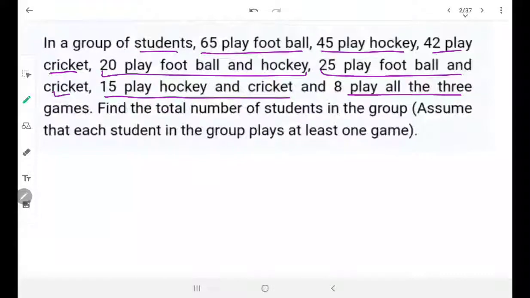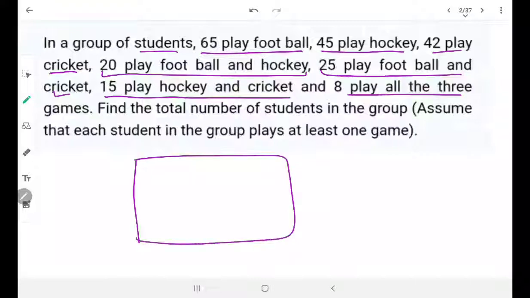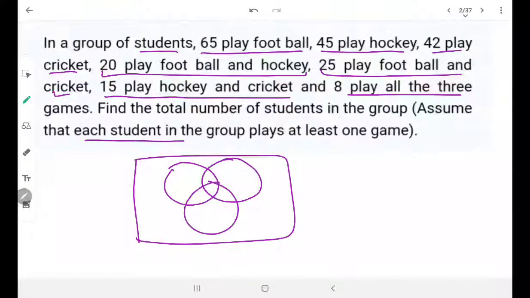So when they say at least one game, suppose we have these three. When they say that at least one game is played by each student, our universal set and A union B union C are the same. Here they have given that 8 players play all of the 3. Now this question can be done in two ways, either just using the formula or using this method, where they said 8 play all the 3 games.